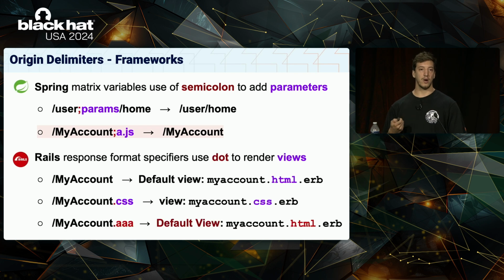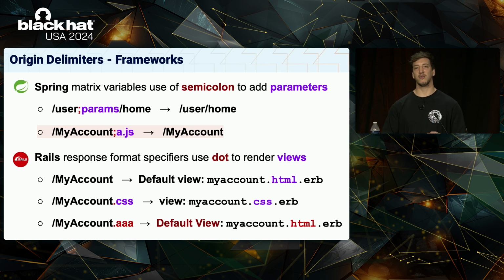Then in Rails, this is a really cool one because I never saw anyone using it. In Rails, we can use the dot as a delimiter. And this is because, when we create a view in Rails and an endpoint that answers for that view, the expected behavior is that when we send something like my account, it's just going to look for the my account HTML view.